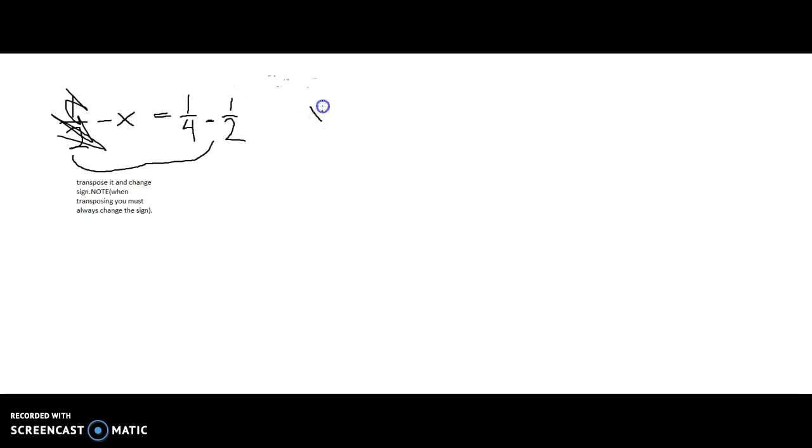And then the next thing is x equals. Actually, I forgot to tell you that negative x cannot be negative. Okay, I just wrote it wrong. Sorry. Don't worry.